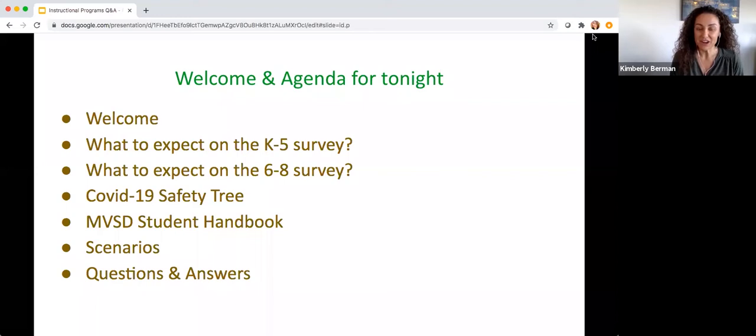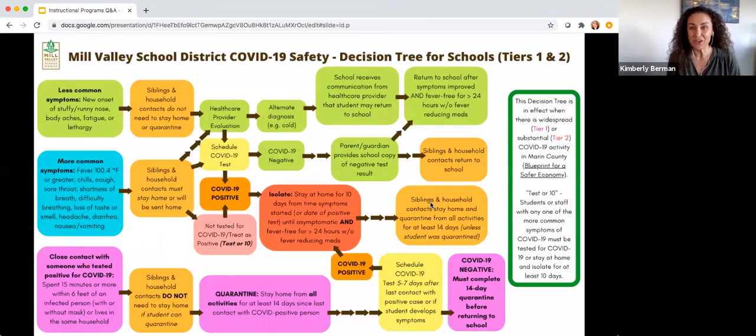We also have our MVSD student handbook that we will be sharing out with all of you following today's meeting. In addition, we'll be talking about the scenarios, which you've already seen, as to what we will do in different occasions where there are COVID cases or suspected COVID cases. Then we'll finish up with the questions and answers to everything that we received prior to the meeting today. We'll jump in, and Julie Harris, our Director of Student Services, will walk you through the new decision tree for schools.